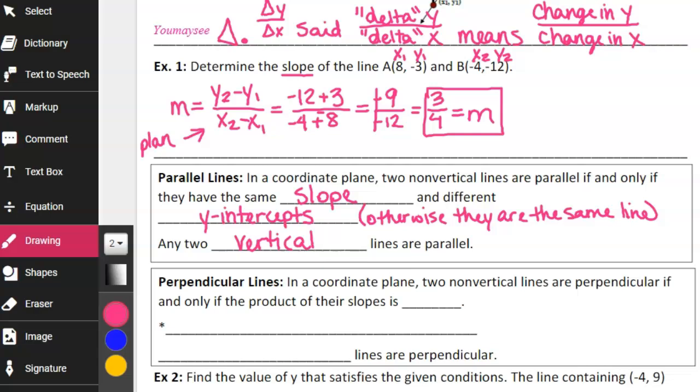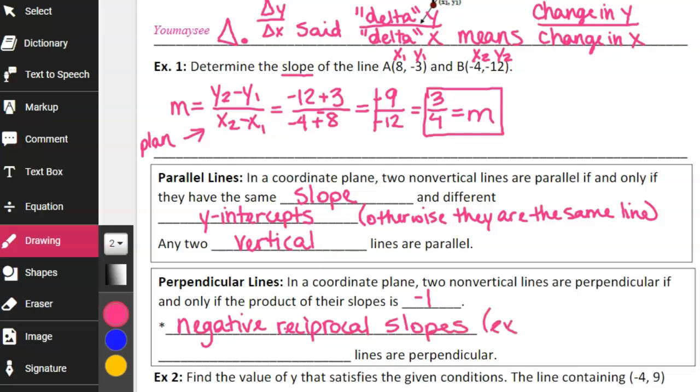So let's talk about perpendicular lines. In a coordinate plane, two non-vertical lines are considered perpendicular if and only if, biconditional, the product of their slopes is -1. So if you take both of their slopes and multiply them together and you get -1, that means the lines are perpendicular. The other way to decide if your two lines are perpendicular is if you have slopes that are negative reciprocals.